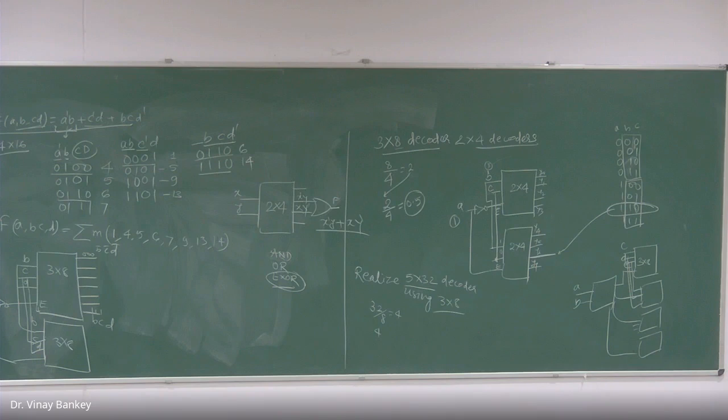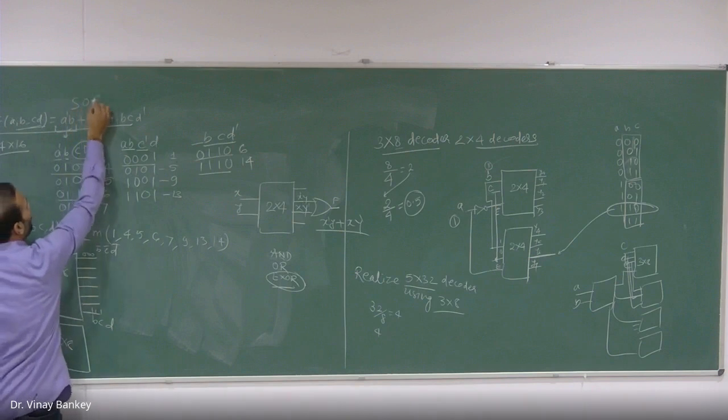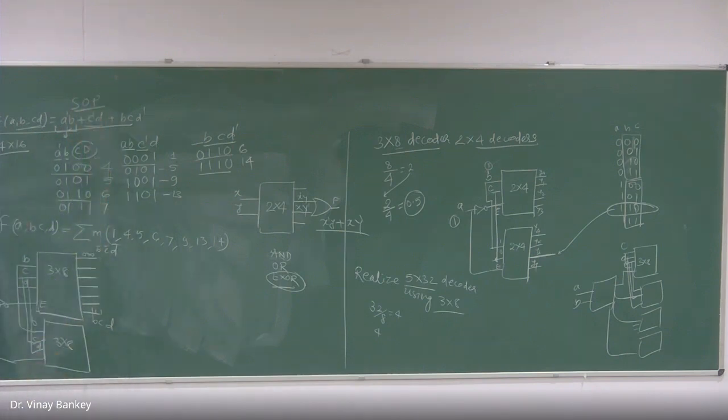Okay, so here we have completed the implementation of higher order decoder using the lower order decoder. Also, we have seen how we can implement a Boolean function using the decoders. Now, 1 or 2 things are remaining in this decoder, and then I will jump to the multiplexers. Till now, you have seen how to implement SOP form. This is SOP form, isn't it? Sum of product. But when the question comes about POS form, then what will you do?